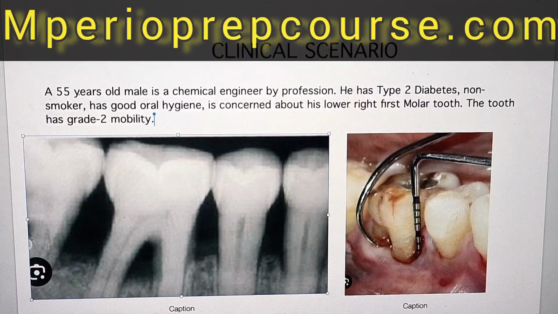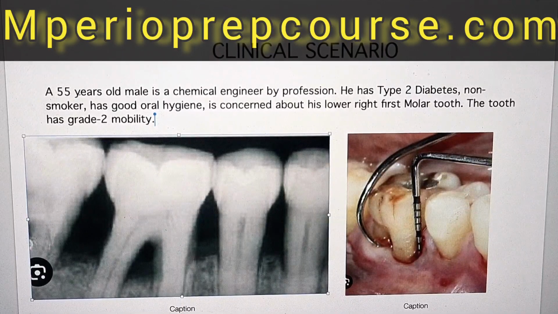And on reassessment, if there are pockets above 6 mm, then I will go for surgical options, which could be open flap debridement, or tunnel preparation, or root resection, or a hemisection. Okay, so which treatment option will you choose? For this case, my first treatment choice will be tunnel preparation, as the involved tooth is mandibular and the patient has good oral hygiene.